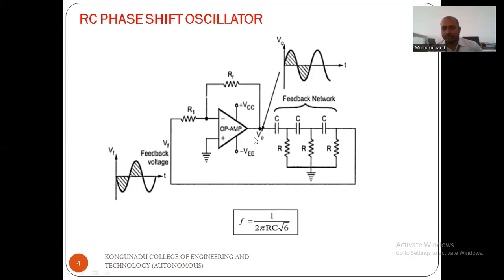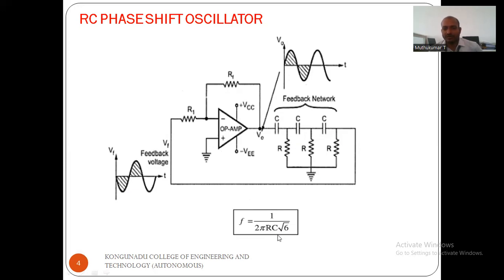Each RC network provides a 60-degree phase difference. Totally we are using 3 RC networks, so the total phase difference is equal to 180 degrees. The amplifier also provides a 180-degree phase difference, so the total phase difference around the loop is equal to 360 degrees. F is equal to 1 by 2 pi RC root 6. This is the frequency of oscillation.